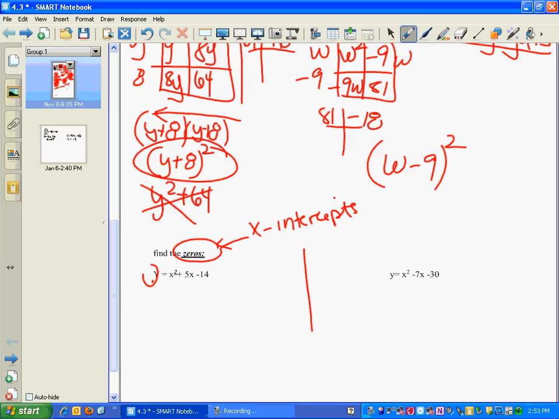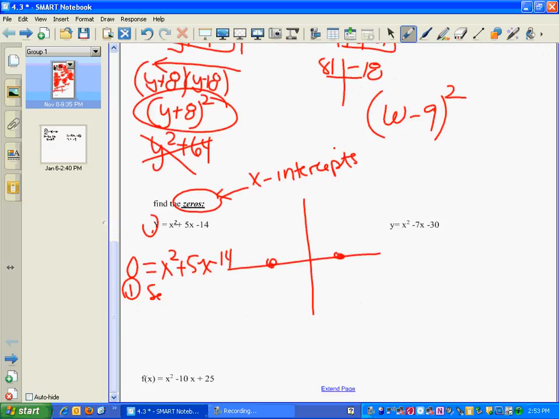So think about a graph. Where do your x-intercepts fall? On the x-axis. So what's going to be 0? The y, which is why when I ask you to find the zeros, you set y equal to 0. So 0 is equal to x squared plus 5x minus 14. So step 1, set the equation equal to 0. And step 2, factor. Okay? So this one's going to factor to x plus 7 and x minus 2 equals 0.